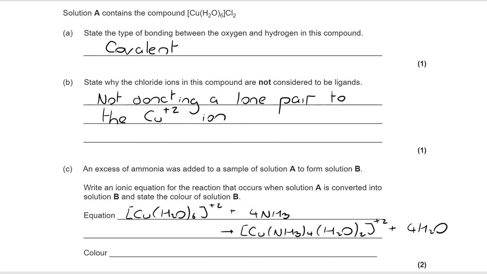Moving on, an excess of ammonia is added to a sample of solution A to form solution B. Now, on this particular one, you can see the equation already. You have got to remember very specifically that with the Cu(H2O)6 2+, only 4NH3 will substitute, leaving 2 waters on there. And obviously, we have a secondary product of 4H2O for the ligands that have been kicked off. And you also need to learn the colours. There are many, many observations to learn within this topic. Now we start with our blue solution, but we end up with a deep blue solution.